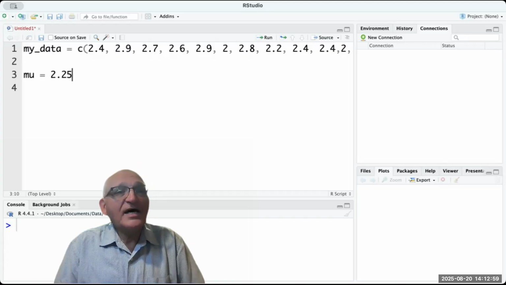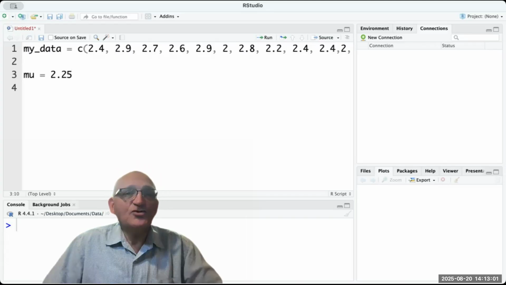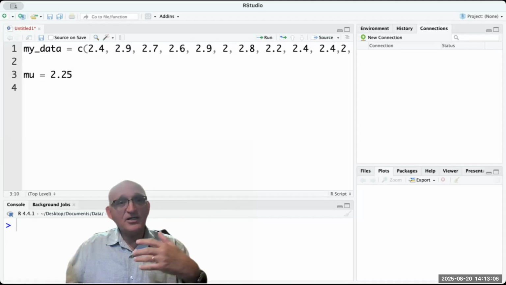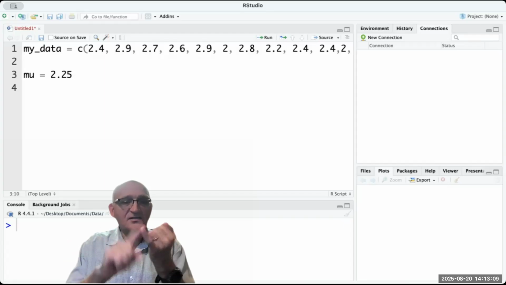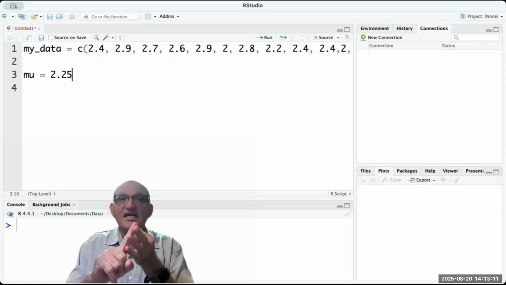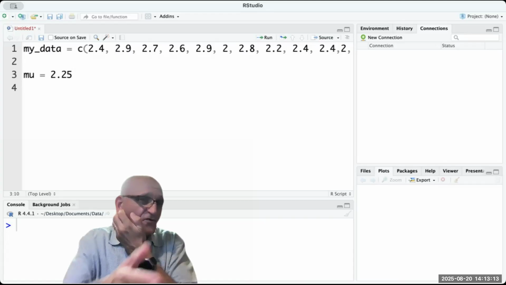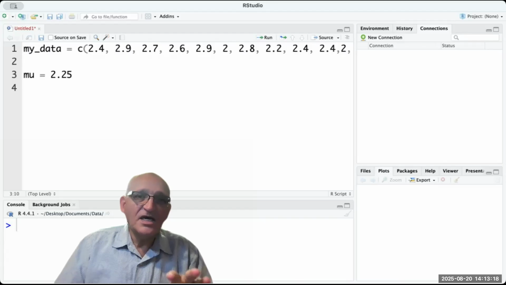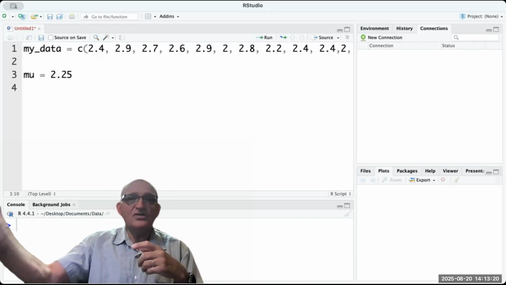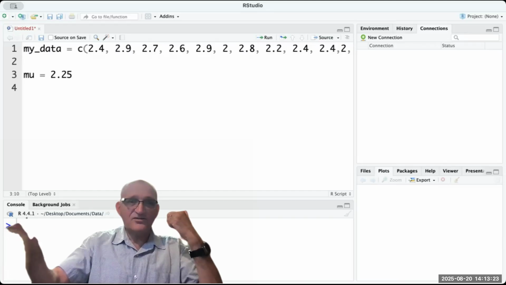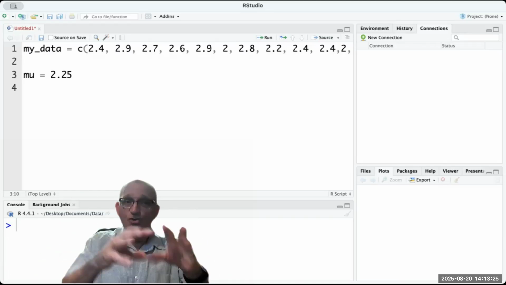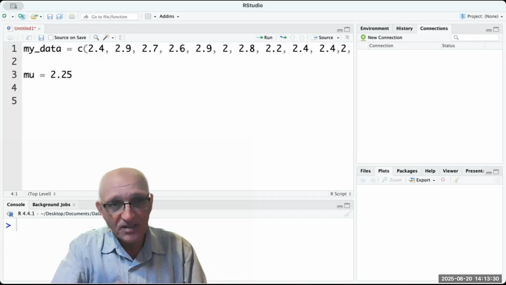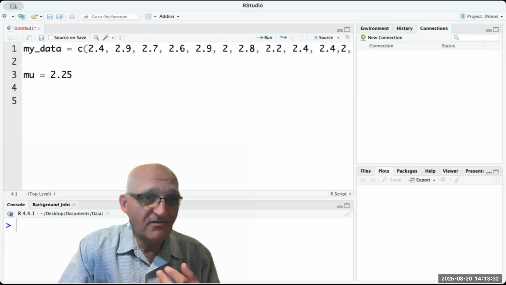Okay, so now I need to find all the ingredients, right? We need to find t-calc, and t-calc is x bar minus mu over s over root n. So I need x bar, I need s, and I need n. Of course I entered 12 values, so I can say n equals 12. That's not a good practice because later if I delete one point or add another point and I forget to correct n and I use 12, it won't be correct.